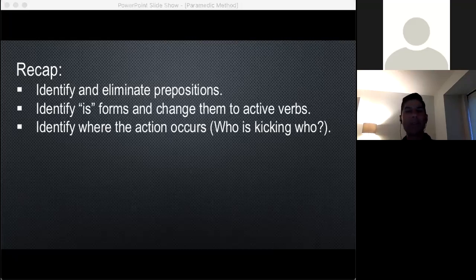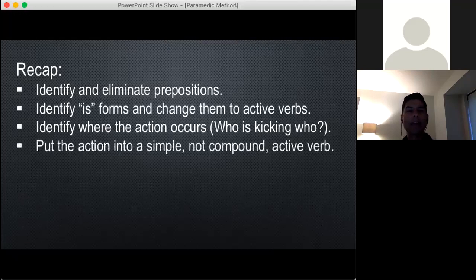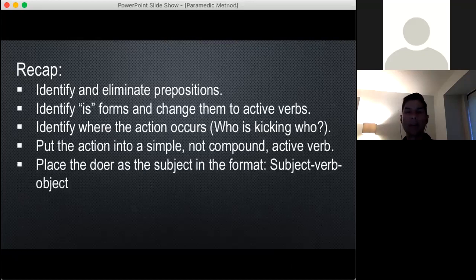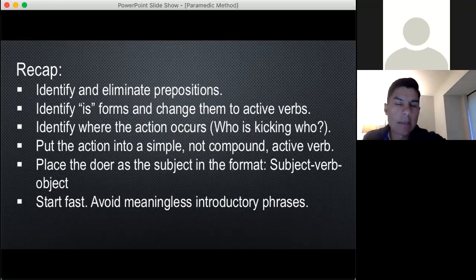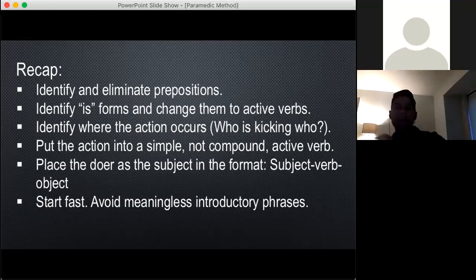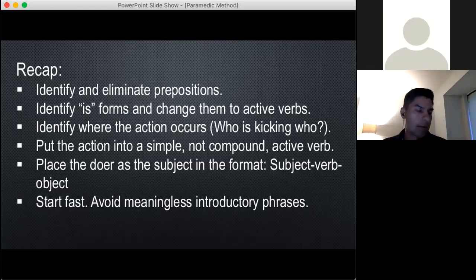And then put the action into a simple, not compound, action verb. And then place the doer as a subject in this order: subject, verb, and then the object. And then the last one again was start fast and avoid meaningless introductory phrases. So if you're that student who likes to say, in the matter of fact of blah, blah, blah, right? Or the other, I was just grading papers and I kept reading these from students.